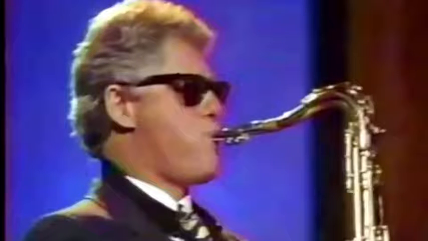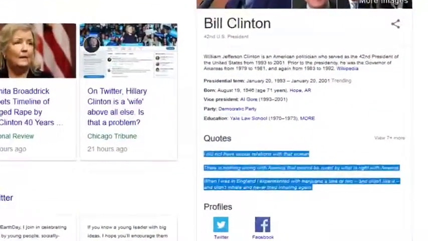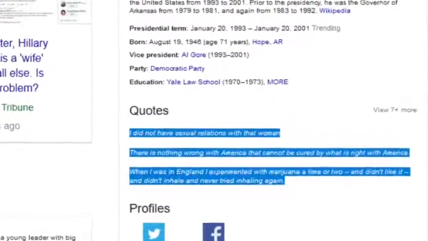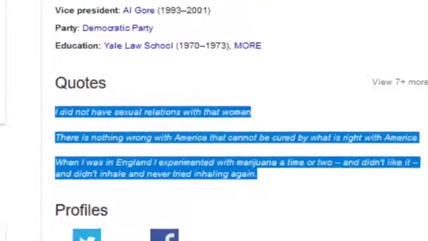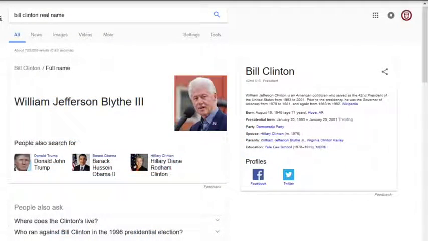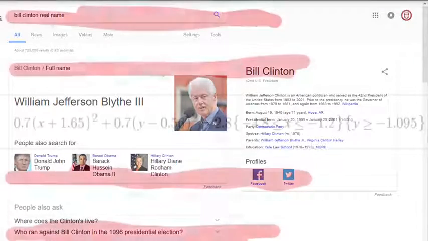Bill Clinton, America's favorite president, known for such great things as being the second president in history to get impeached, having an affair with Monica Lewinsky in the Oval Office, and doing marijuana without inhaling in England. Well, his name's not even Bill Clinton, it's William Jefferson Blythe III, but we don't need to talk about the fact that he changed his name, and that's not a cover-up or anything.